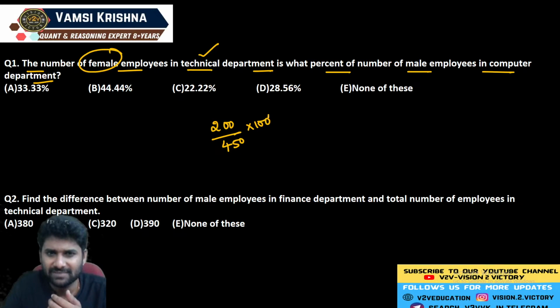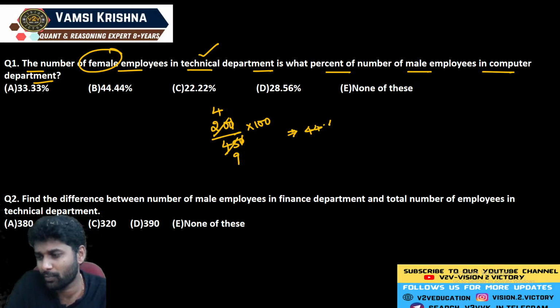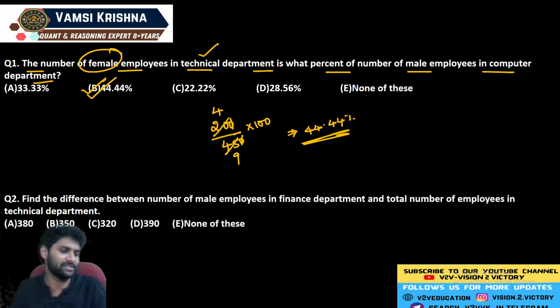Go through the calculation. See, you just cancel in this way. Go through the table here. The value is 4 by 9, which is exactly equal to 44.44%. So 44.44%.